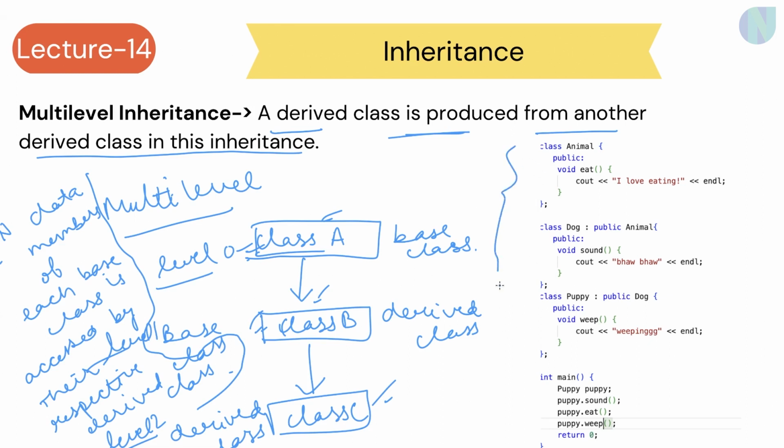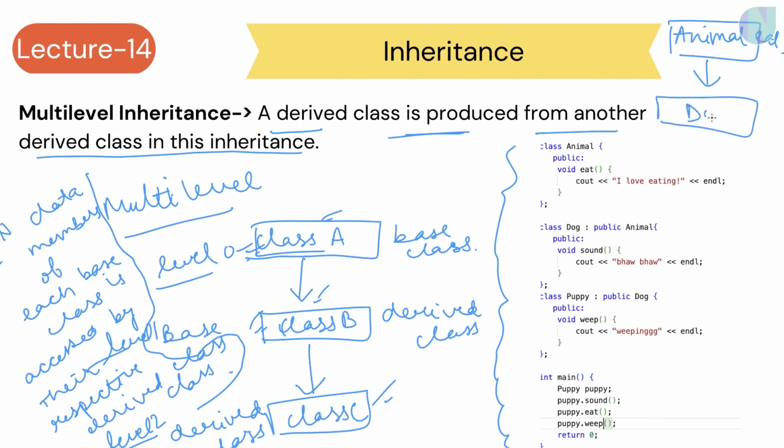Let's have a look at an example to get a deeper understanding of the same. Here is a class animal. Animal has a property eat. Now there is a class called dog, which is inheriting properties from animal. Again there is a class called puppy, which is deriving its property from class dog. So for the class dog, animal is the base class and dog is the derived class. But for class puppy, puppy is the derived class and dog is the base class. This is what is happening here, and this is called multi-level inheritance.